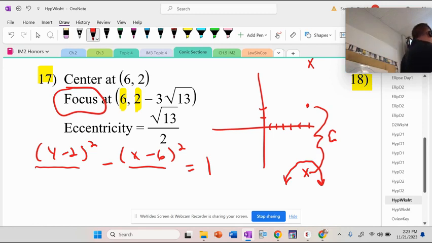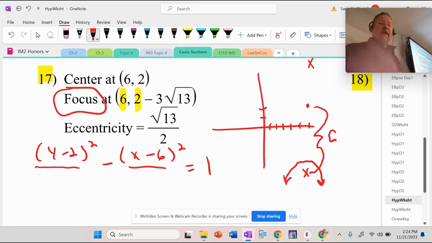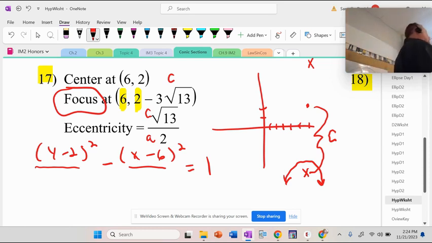All right. So now, wait a minute. What is eccentricity? What letter over what letter? C over A. We got something wrong here. They're saying C is 3 root 13, but it says it's root 13 there. Why? It's reduced.